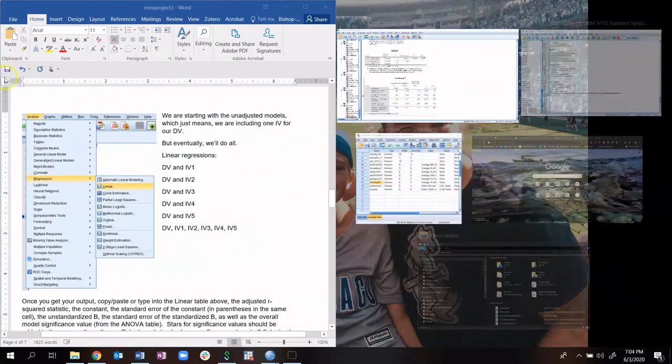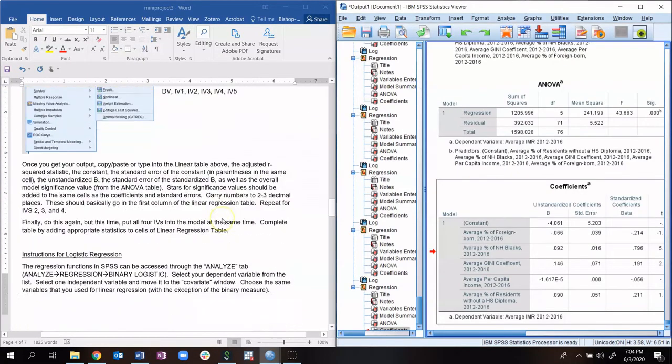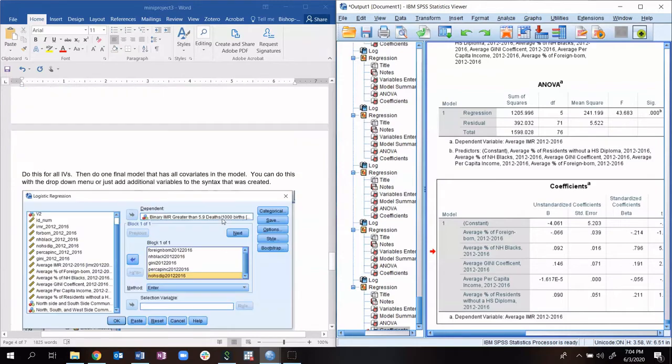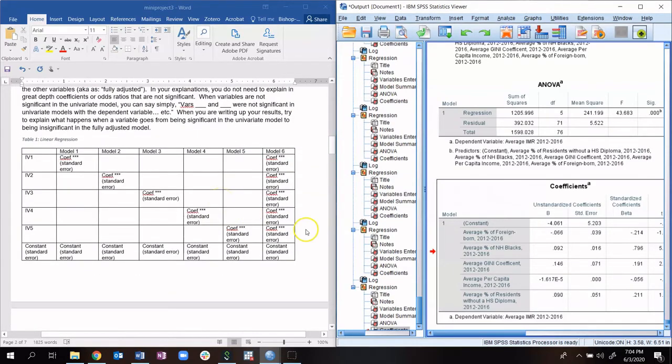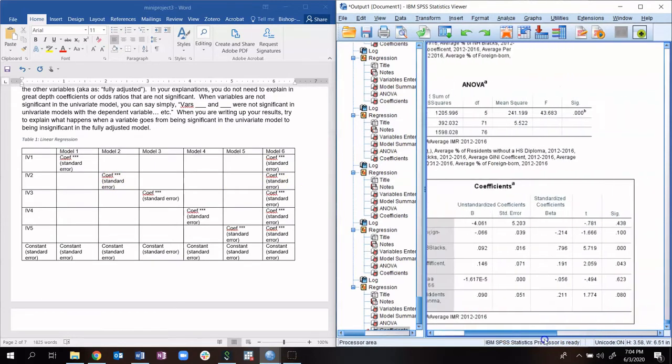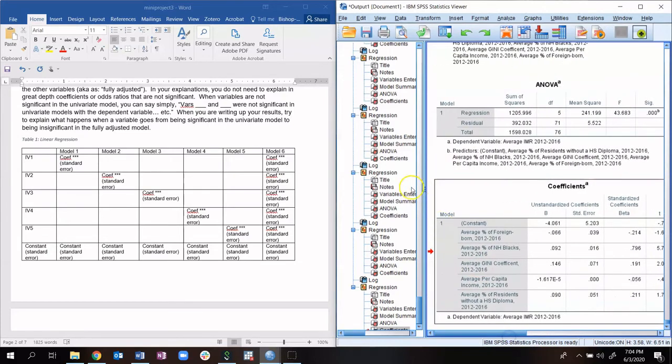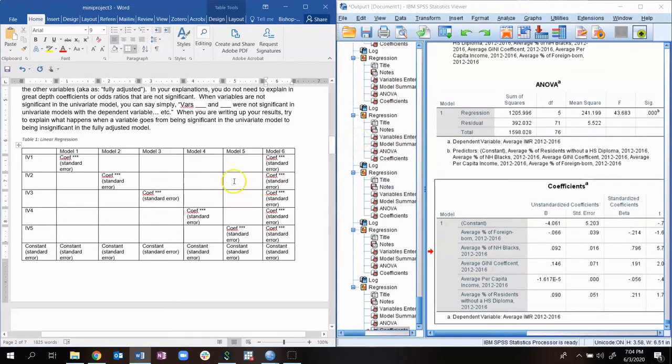Okay, let's go split screen again. And, oh, you know what? It's up here instead. Okay, so for the linear regression, this final model that we just did was model 6. So we're going to start by putting the coefficient in here for our IV. There are definitely places to modify this, so we change this out to percent foreign born.